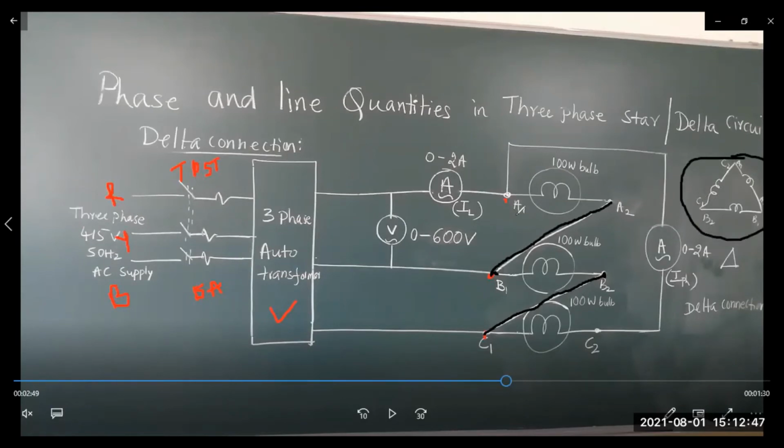Now we require the measurement devices. So we have to connect for the phase current. How to measure the phase current? Between A1 and C2, I am going to connect one ammeter. So this is known as phase current. Let me call it I phase, IP. And where is the line current?